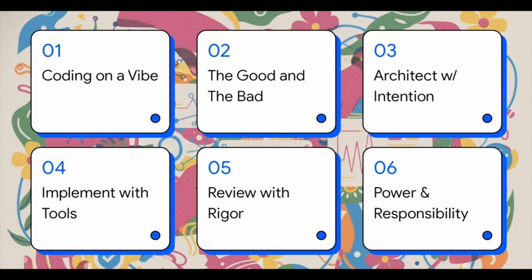So, here's our game plan. First, we'll nail down what vibe coding actually is. Then we'll get into the good, the bad, and the ugly, what it's great for and where it can go seriously wrong. From there, we'll walk through a 3-step framework to do it safely. And then we'll wrap it all up by talking about the bigger picture. All right, let's dive right into section 1.